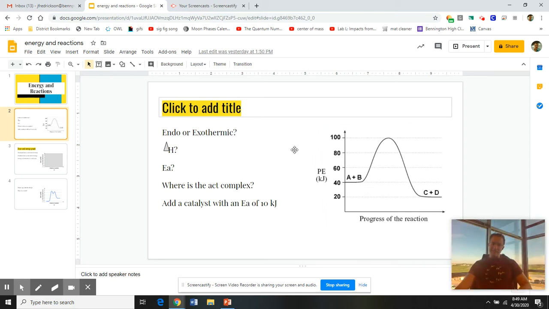All right, so we look at this one. They gave us an energy graph, and they're asking some questions about it. So let me grab the pen tool here and get writing. Let's see. Ooh, I'll write in green. That would be kind of fancy. I'll write in green. So they want to know, is it endothermic or exothermic?